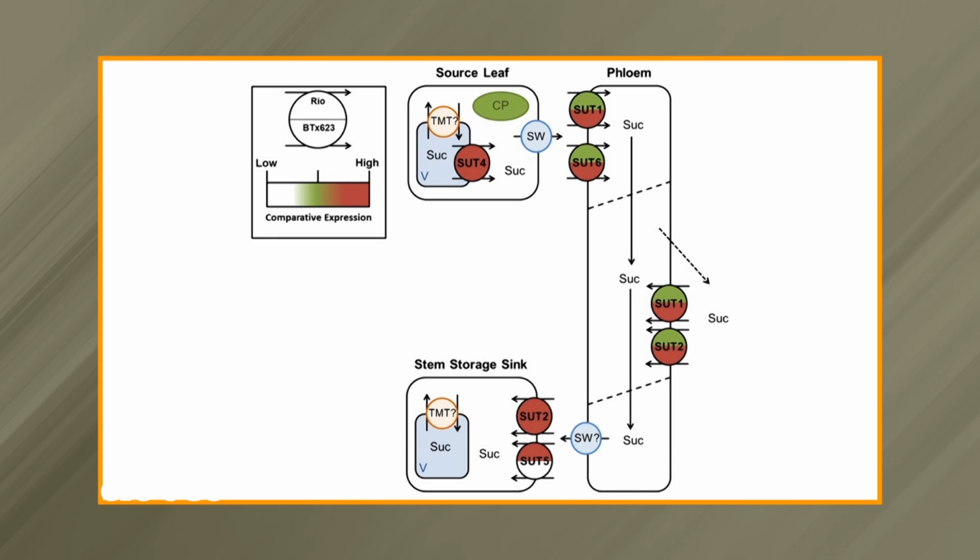The levels of SUT1 transporter mRNA and protein have been shown to be lower in darkness than during light periods. This suggests the role of SUT1 transporter molecules in regulating the process of phloem loading.